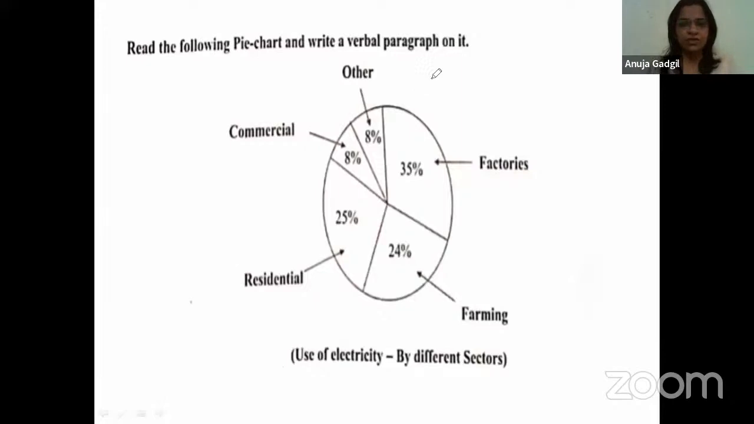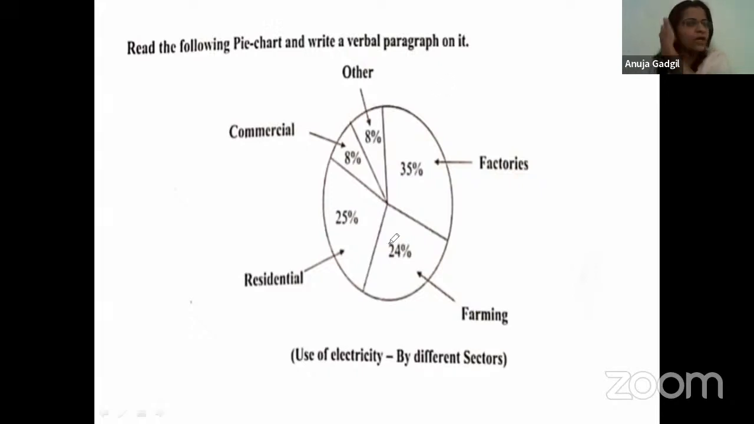Percentage of distribution of electricity, yes, among different sectors. Yes, Kavya, great. Yes, Kavya Shri. So you could say distribution of electricity. You may skip the word percentage because distribution is given in percentage. So distribution of electricity among different sectors or by different sectors. Yes, Kavya Shri, great.